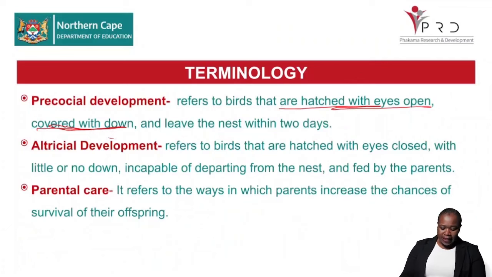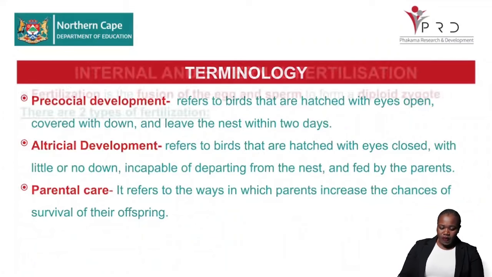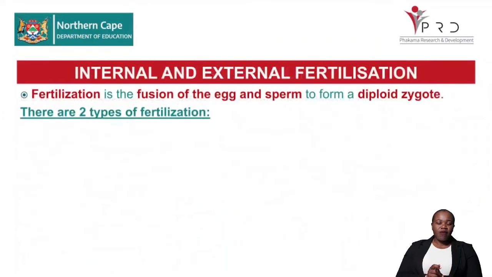And then what is parental care? This refers to the ways in which parents increase the chances of survival of their offspring. All right, let's move on to our types of fertilization.